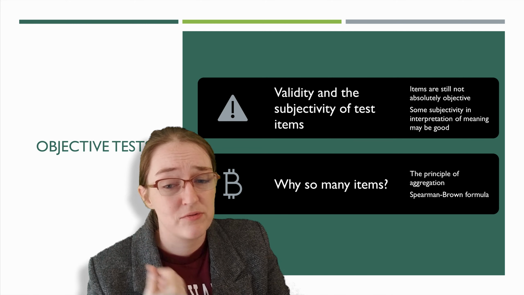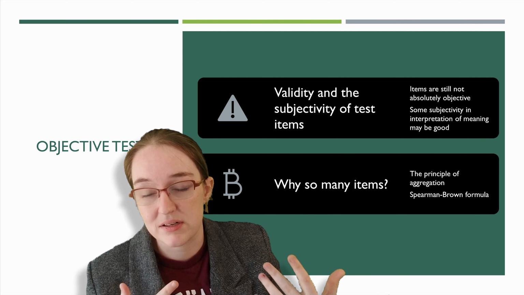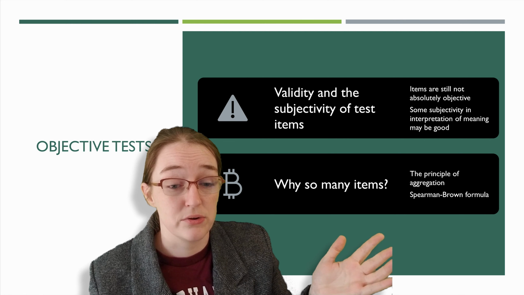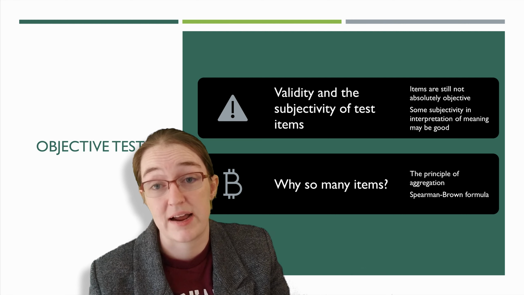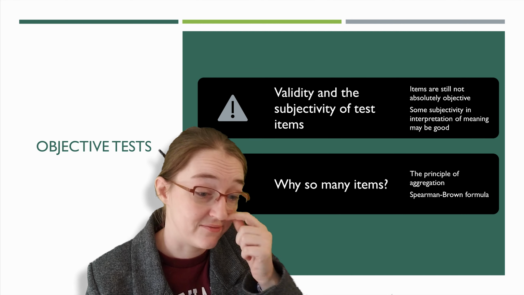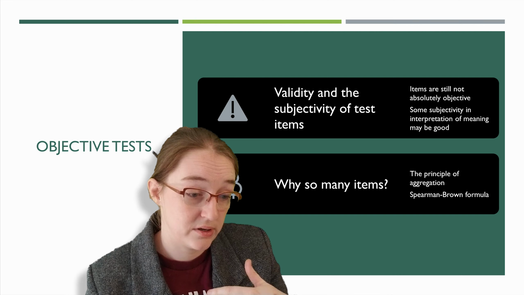And so the Spearman-Brown formula allows you to calculate the reliability of test length. So what happens if you double it? What happens if you cut it in half? And that can be really helpful from a pragmatic cost standpoint.